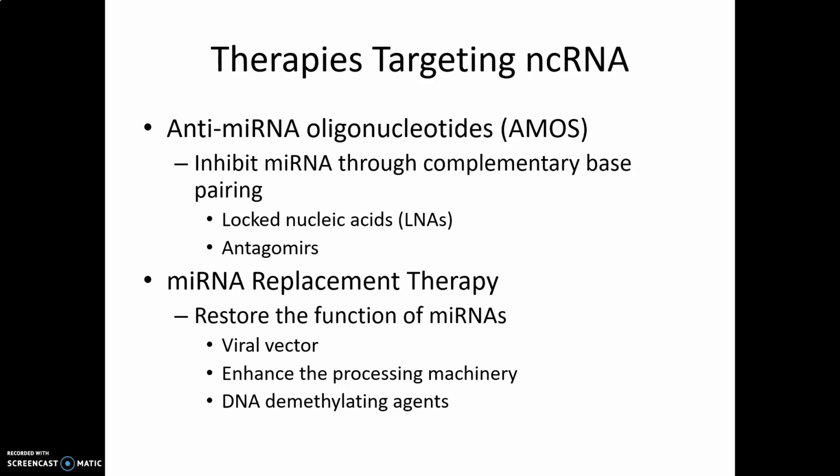Or if it's due to a reduction, we can restore the function of microRNAs. So a couple ways to do this is by using a viral vector to restore microRNAs. Increase the level of the microRNAs processing machinery. So remember the Drosha and Dicer. Or put in DNA demethylating agents so that we can reverse the silencing of them put on by methyl groups.